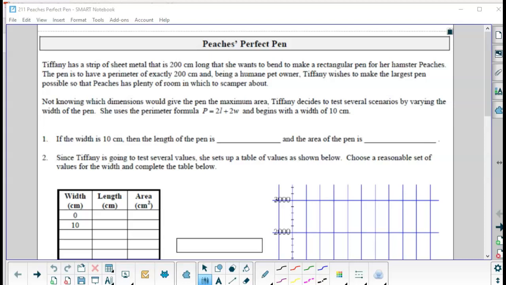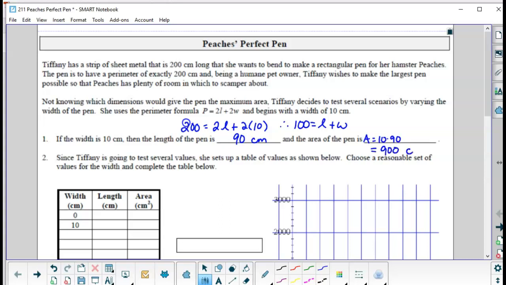So if the width is 10 centimeters, what's the length of the pen? Think about it. 200 is the perimeter, so 2L plus 2 times 10. When you subtract 20, 180 divided by 2 is 90, and this is in centimeters. Really, if 200 is the perimeter, then 100 is equal to the length plus the width, right? Because in a rectangle, you have 2 lengths and 2 widths to equal the perimeter. So 1 length and 1 width is half the perimeter. What's the area then? Well, 10 times 90 is 900 centimeters squared.